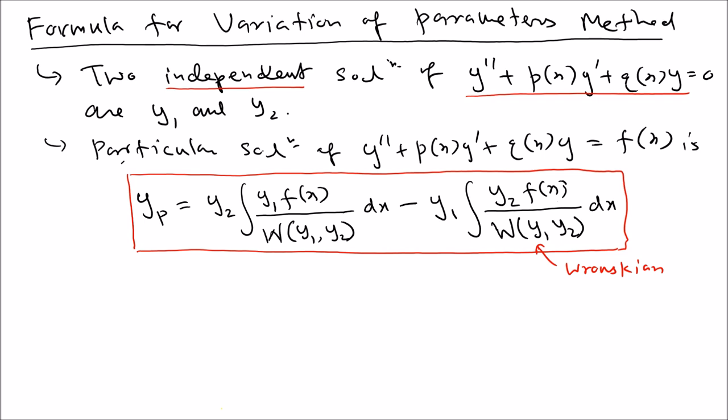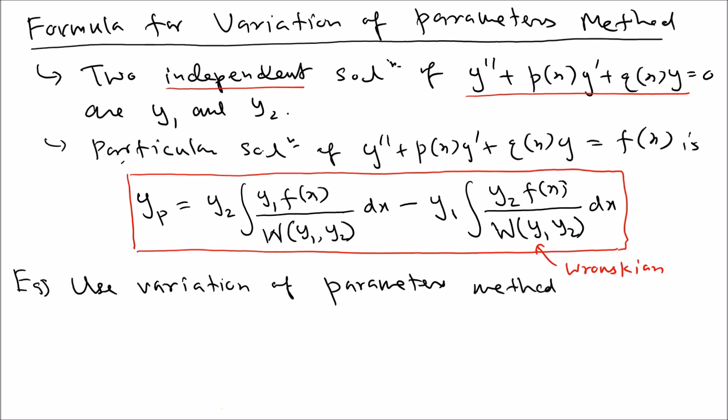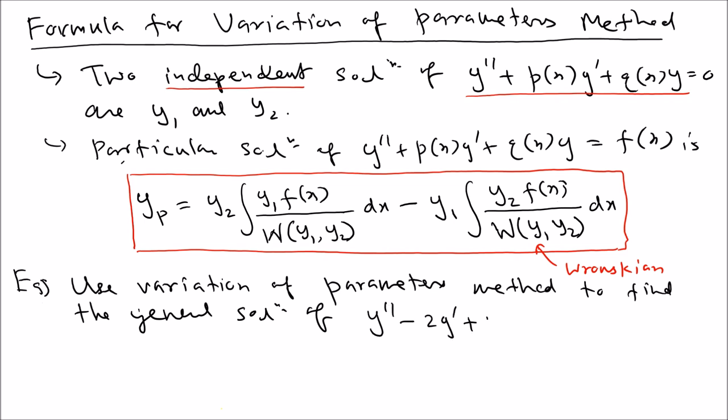Okay, let's just do one example from that just to see how it works, and then that is the end of the review two. So let's do this problem. Use the variation of parameters method to find the general solution of this equation: y double prime minus 2y prime plus y equals e^x over x to the fourth.